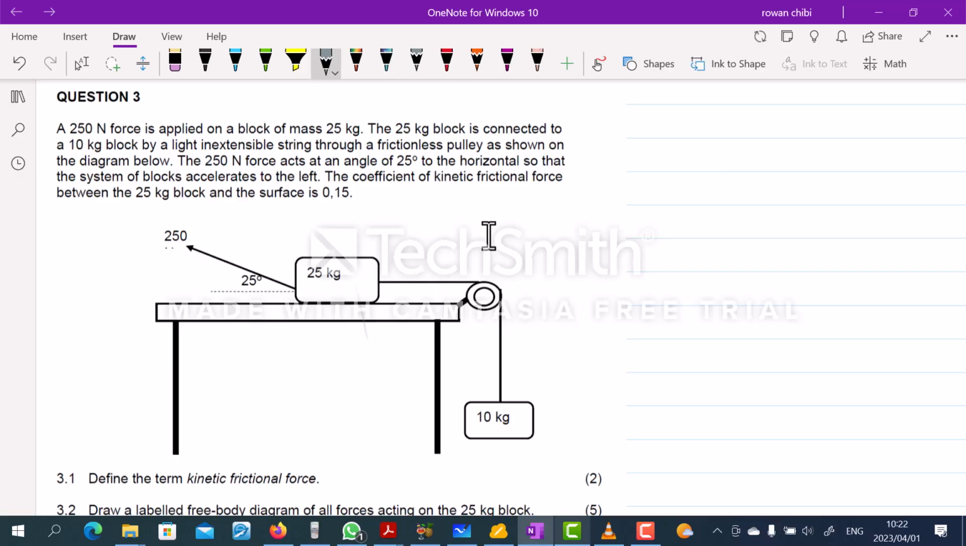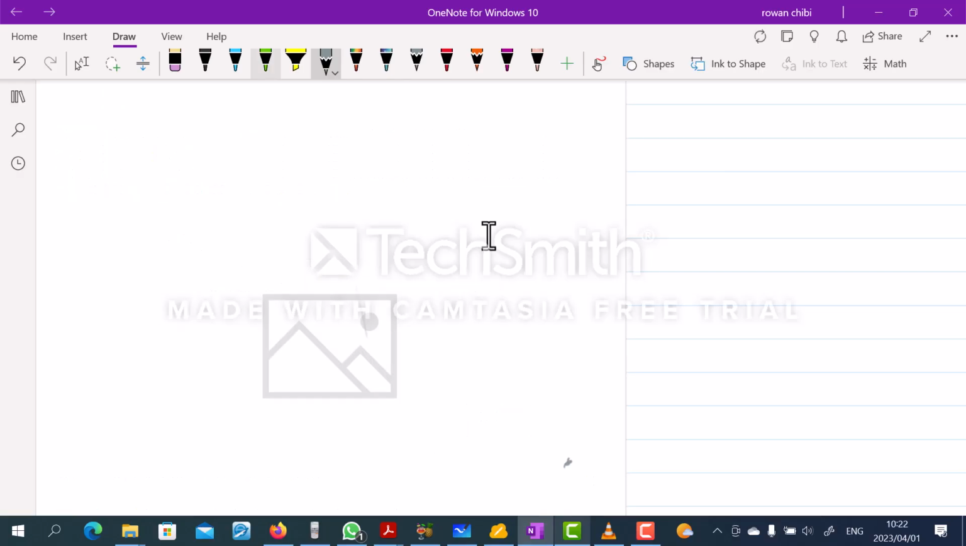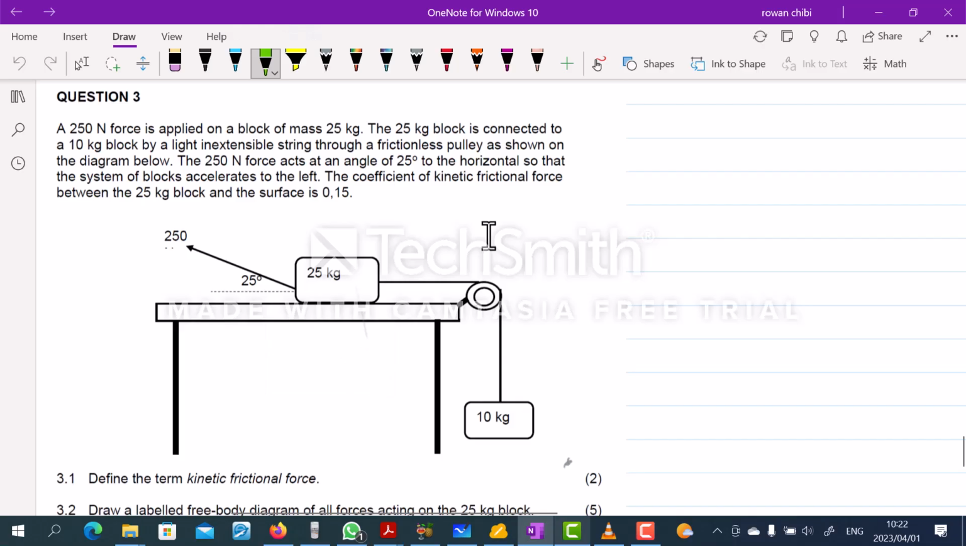Okay, let us try to dissect what the statement is saying. Here they said the coefficient of friction for the 25 kg block is 0.15, and they told us the system is accelerating this way, to the left. So let us now check the forces that we have.